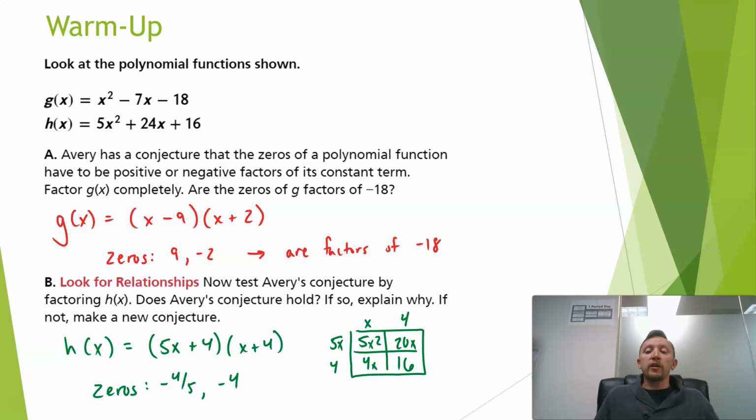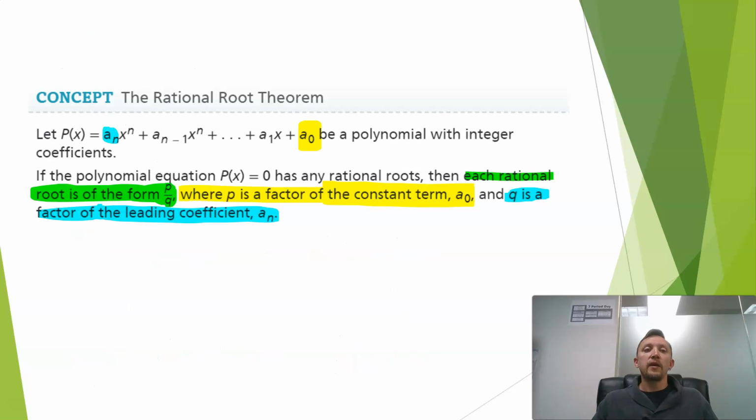But on the next screen, we're going to learn about something that's actually going to create this conjecture for us, or create this rule for us. And that's this. This is what we call the Rational Root Theorem.